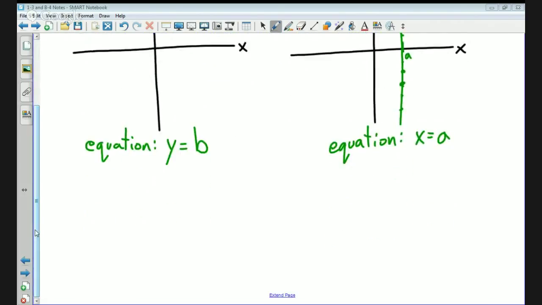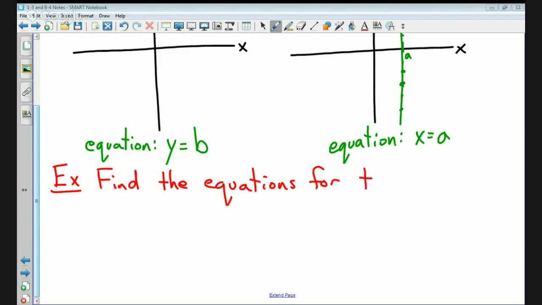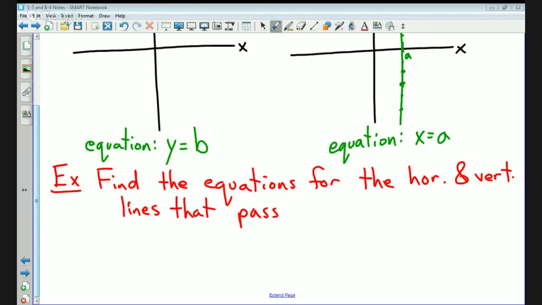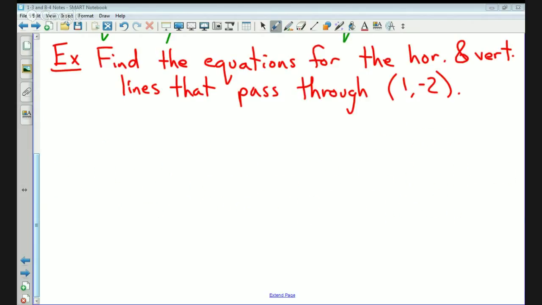So how does this work in practice? What are they going to ask you to do with these, other than look at them and say, okay, y equals b, x equals a? Well, oftentimes they'll say, find the equation or equations for the horizontal and vertical lines that pass through a point, and come up with a point here, 1, -2. And don't overthink this.